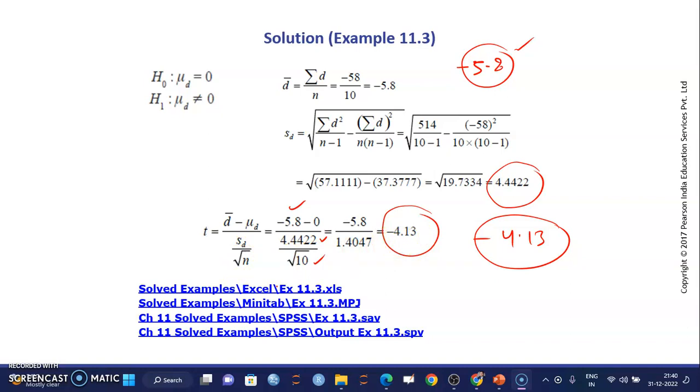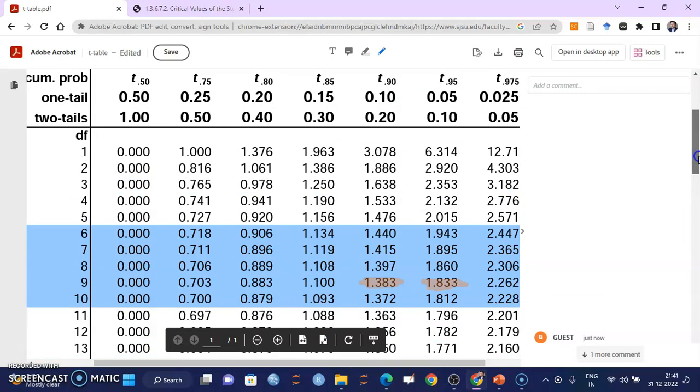Now after the calculation of the t value, we have to compare this with the critical t value. For the critical t value, we need some information, that is the degree of freedom and the level of significance as well as the tail of the test. Here we look for the two-tailed test. So for finding out the critical t value, let's go to the t table. Here we have a t table and we will find the critical t value in our case.